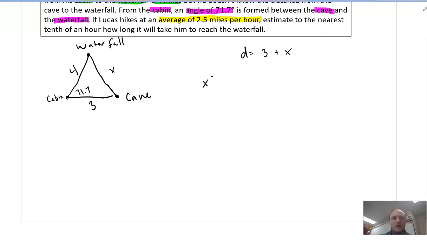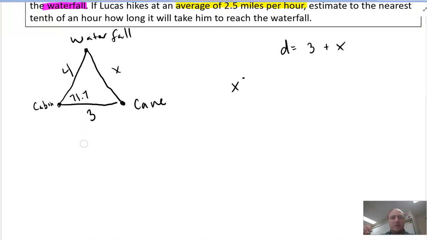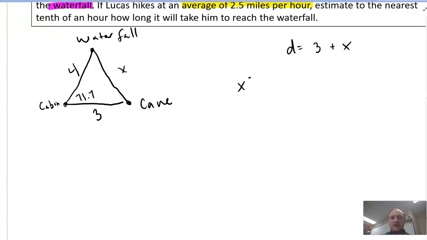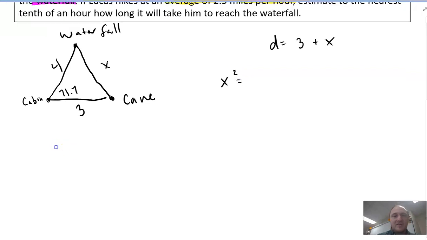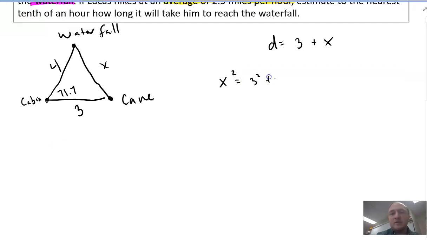Okay, so hopefully you thought about that. Looking at this, it's not a right triangle. I can't use SOHCAHTOA, can't use the Pythagorean theorem. I don't have a relationship between a side and an angle, so law of sines is out, so it is law of cosines, right? So I have x squared is equal to 3 squared plus 4 squared minus 2 times 3 times 4 times cosine of 71.7.